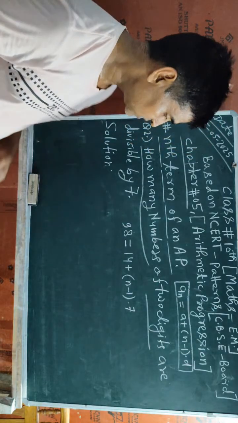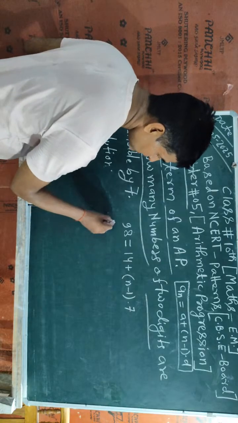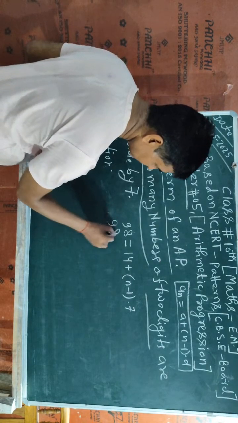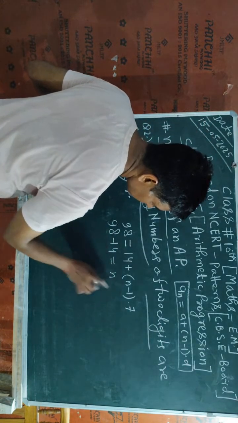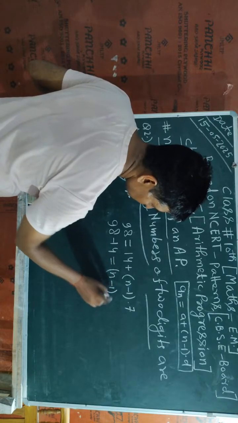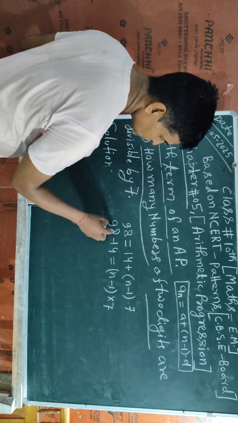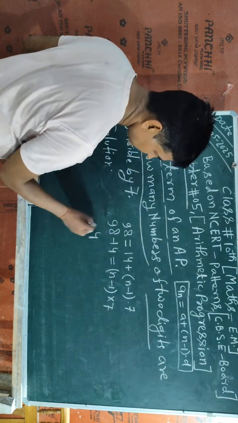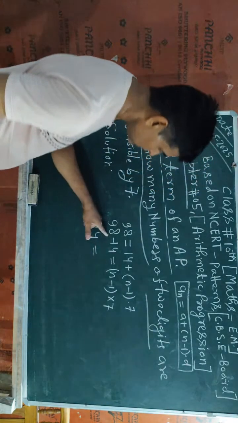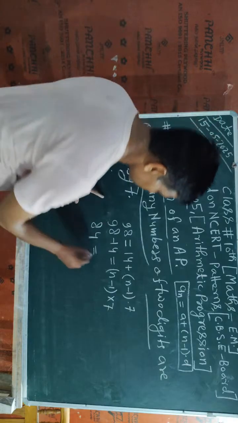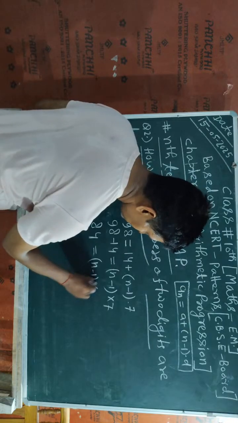Okay students, now further we concentrate on this video for solving this question. Now here I have to write 98 minus 14, which is equal to (n minus 1) into 7. I will subtract 14 from 98, so here will be 4 and here will be 8. Then I have to write 84 equal to (n minus 1) into 7.